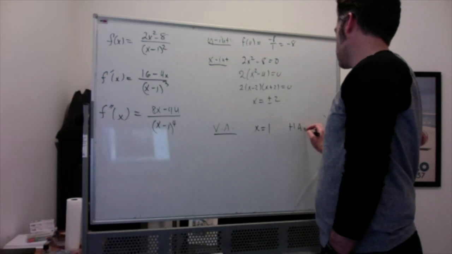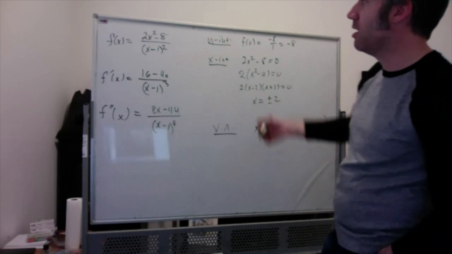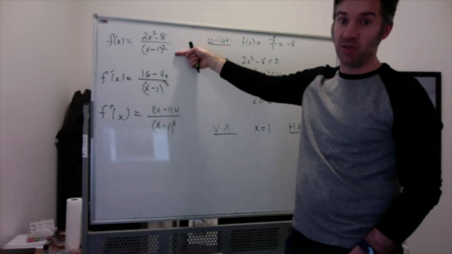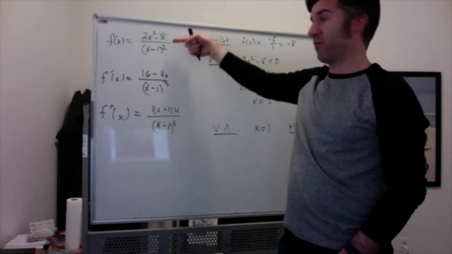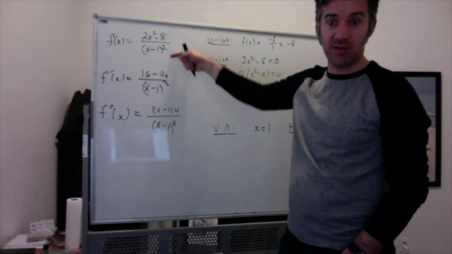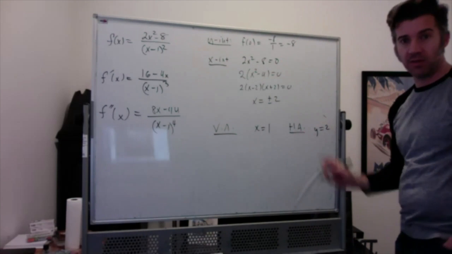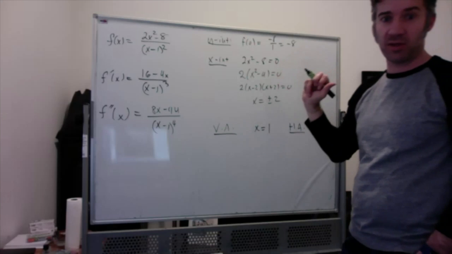Horizontal asymptotes, we may or may not have one. We do here. The degree on top is 2. The degree on the bottom, if you multiply it out, is also 2. You have a 2x squared over a 1x squared if you multiply this out. So you have y equals 2 as your horizontal asymptote. Leading coefficient on the top divided by the leading coefficient on the bottom.